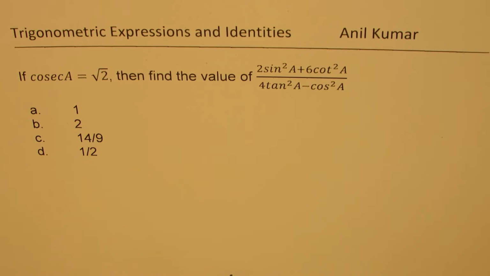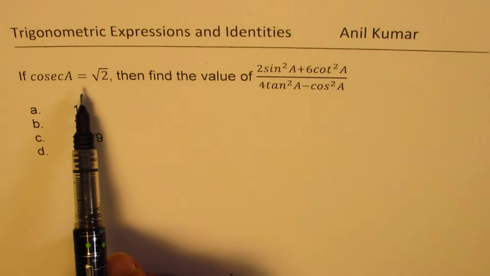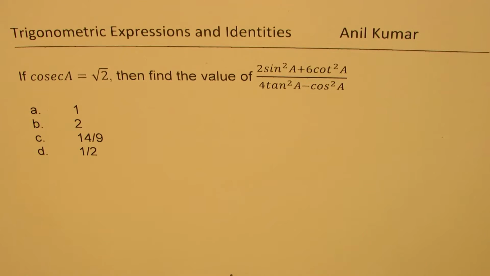Let us now explore trigonometric expressions. The question here is, if cosecant A equals square root 2, then find the value of 2 sine square A plus 6 cot square A divided by 4 tan square A minus cos square A. In this exercise, we'll concentrate on working with radicals and also review how trigonometric ratios are related.